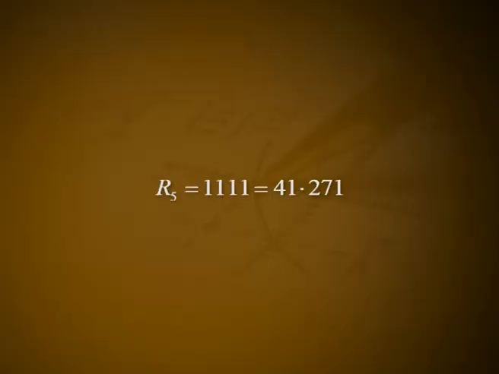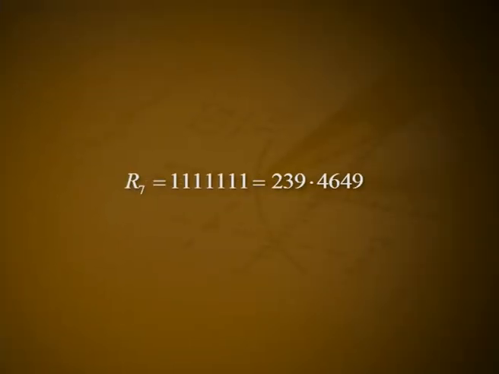However, this is not a sufficient condition, as R5 = 11111 = 41·271 and R7 = 1111111 = 239·4649 are not primes, though 5 and 7 are primes.